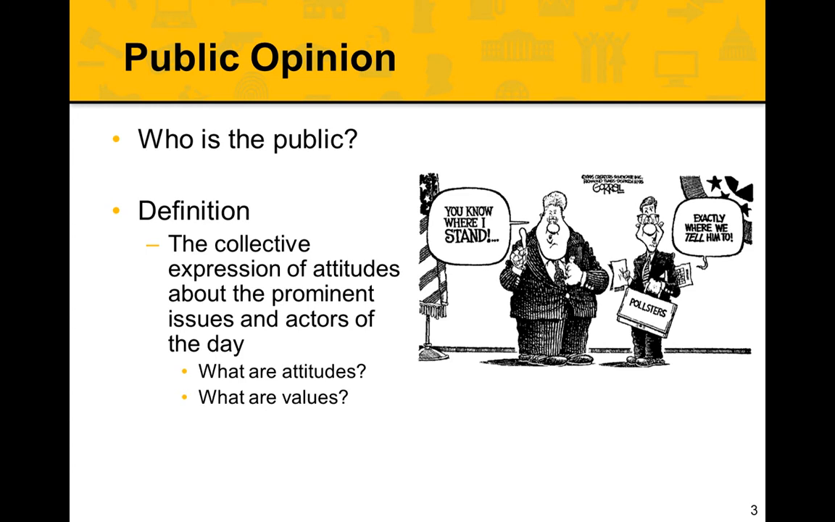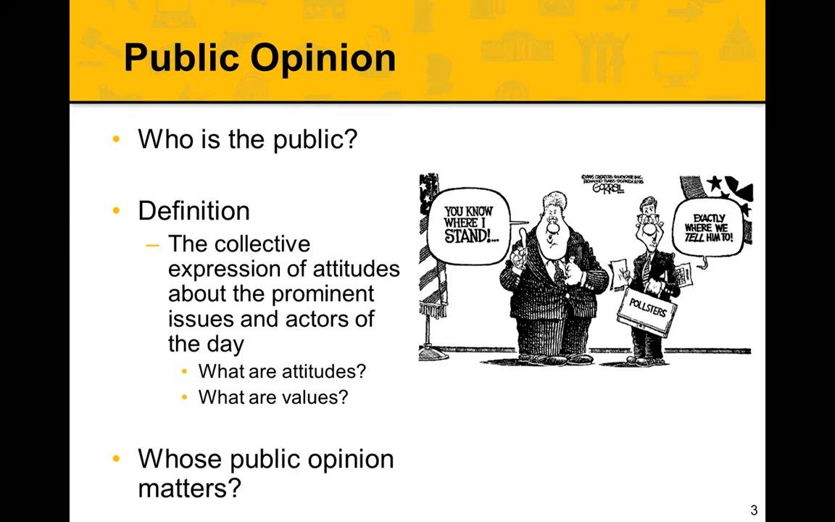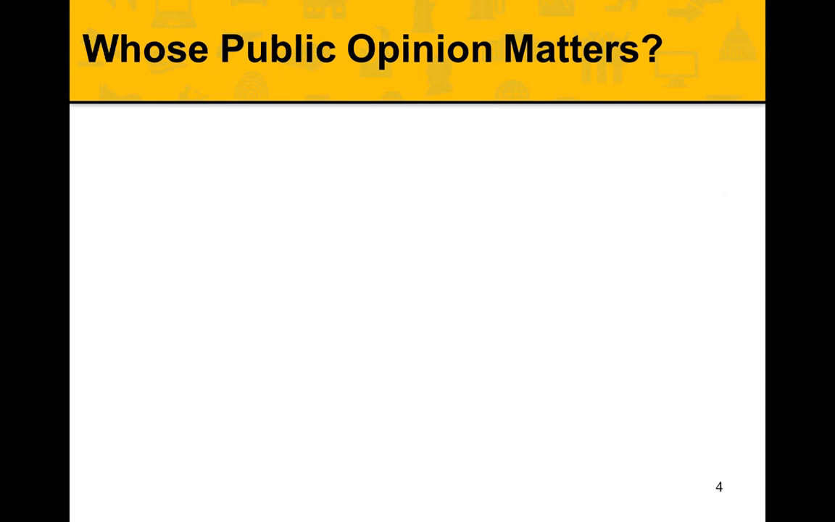Well, then we might need to think about whose public opinion matters, and this gets into some theory about public opinion. And the first theory is this concept of pluralism. And so these theories attempt to answer the question of how people in the society participate and affect politics.